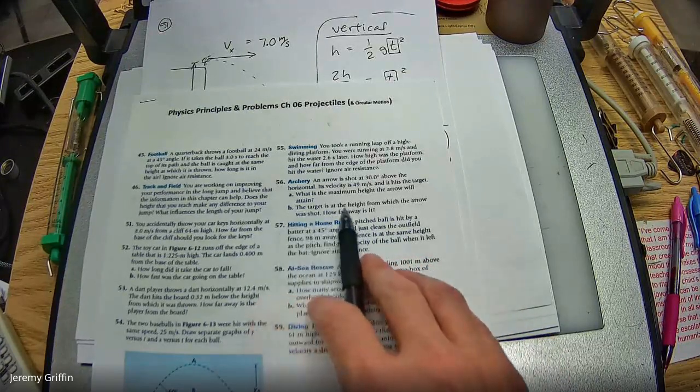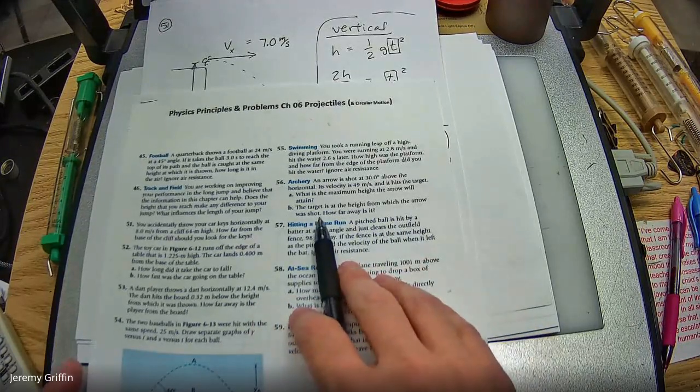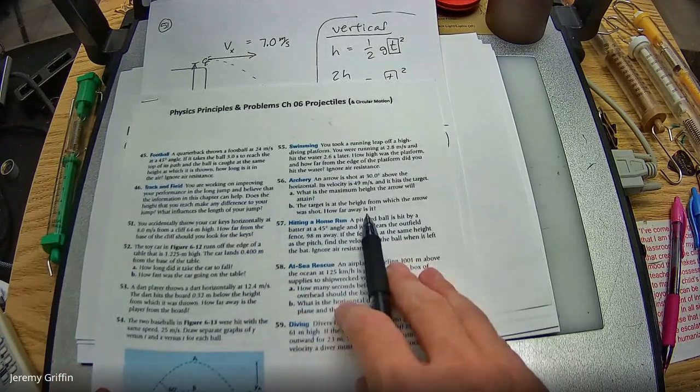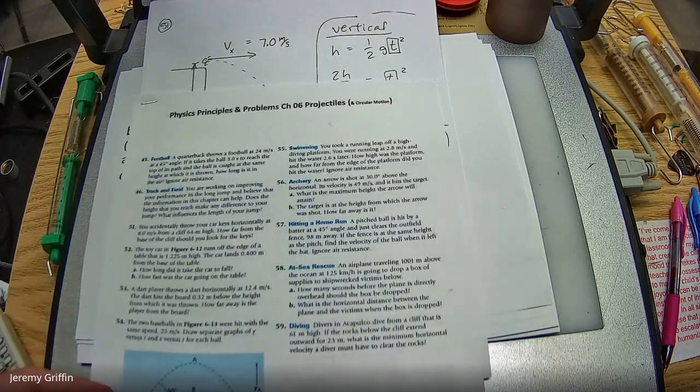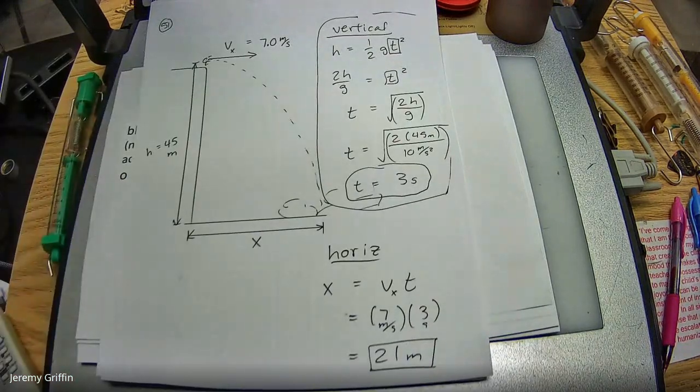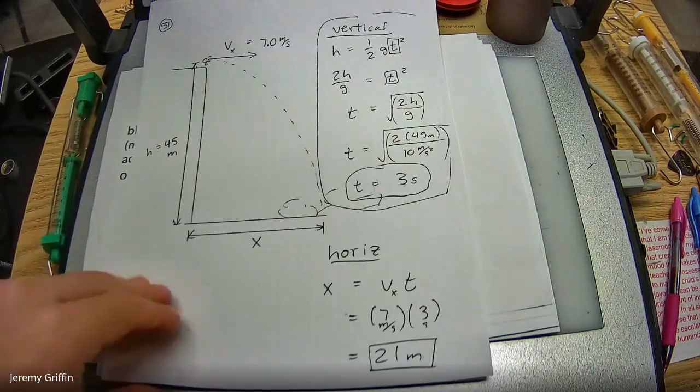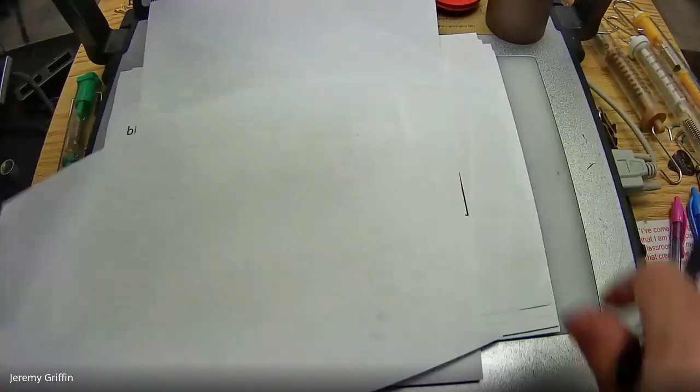Okay, so if the target is at the same height the arrow was shot, say like at chest level, how far away is the target? Okay, so 2 questions. Okay. Draw this out, make up my own numbers, and then we'll go solve from there.